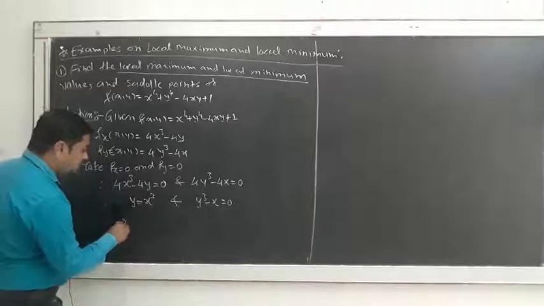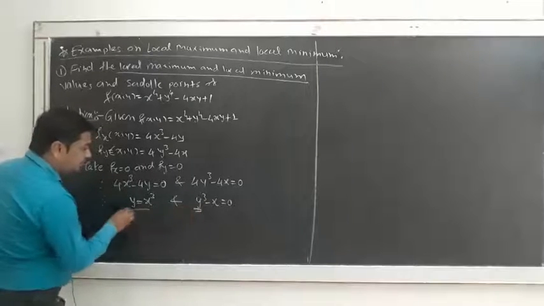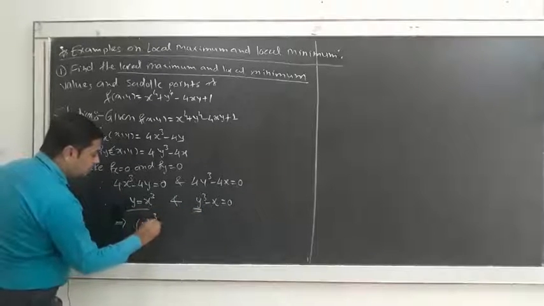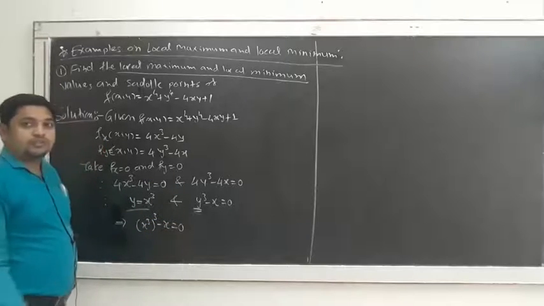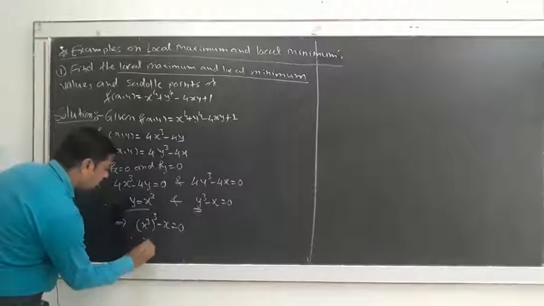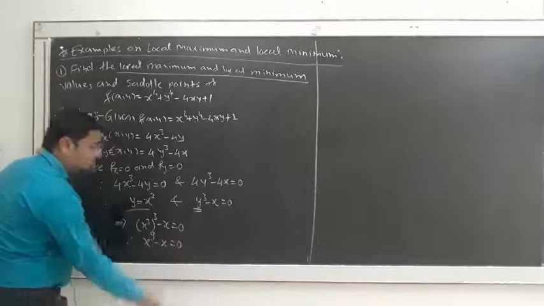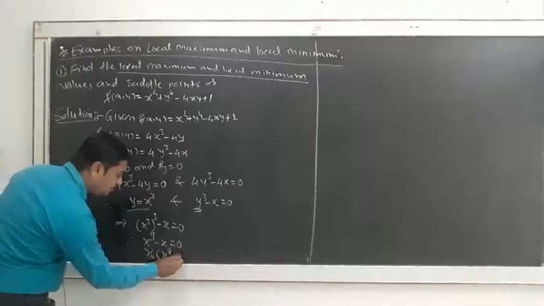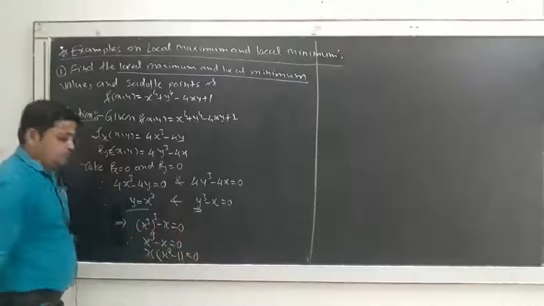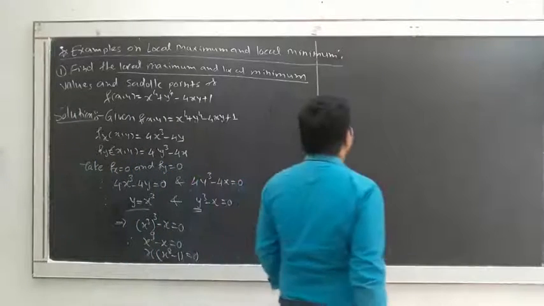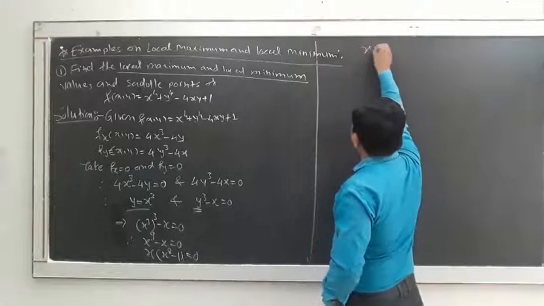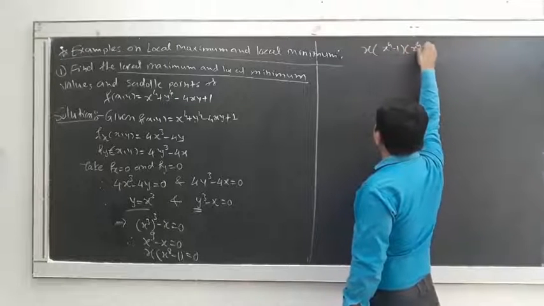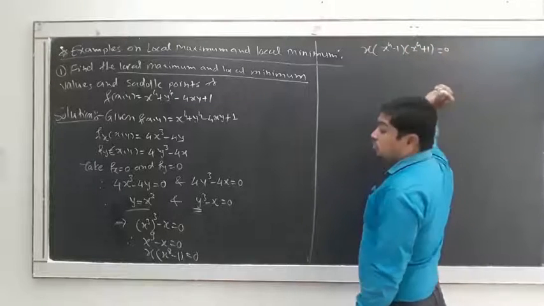Then put the value of y here. This implies that y is x cube, that means x cube raised to 3 minus x is equal to 0. This is nothing but x raised to 9 minus x is equal to 0. So what is common? x into x raised to 8 minus 1 is equal to 0. Try to factorize this: x into x raised to 4 minus 1 times x raised to 4 plus 1 is equal to 0.